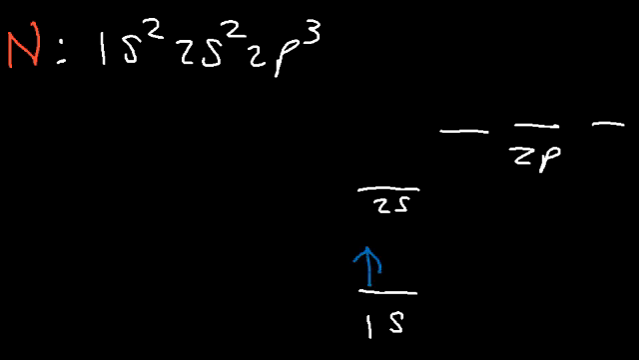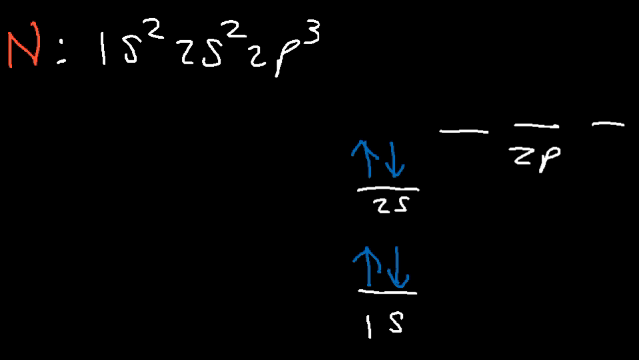So this is the first one, this is the second one. Notice that these electrons have opposite spins. One is up, the other is down. Two electrons cannot have the same spin when they're in the same orbital. Now, for the 2s sublevel, we need to add two more electrons.